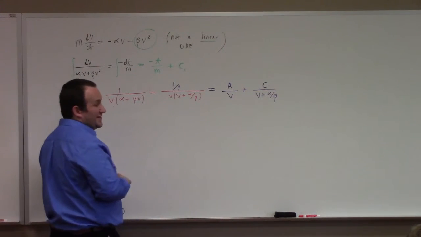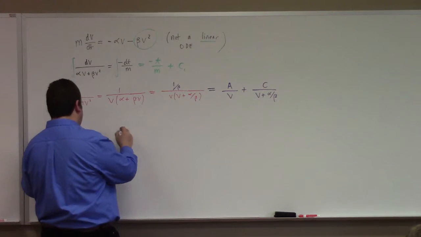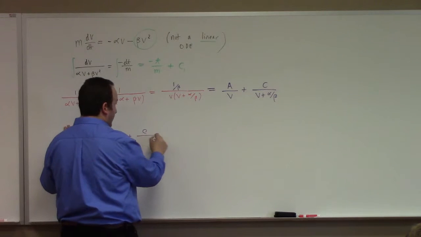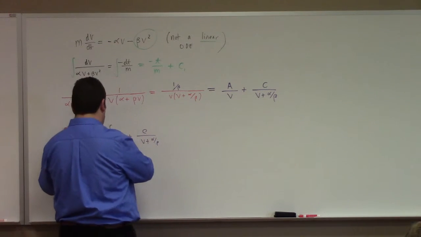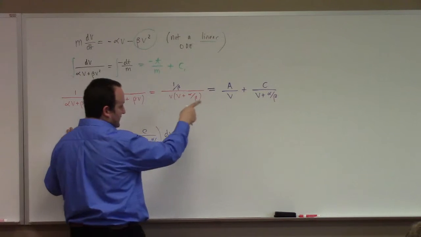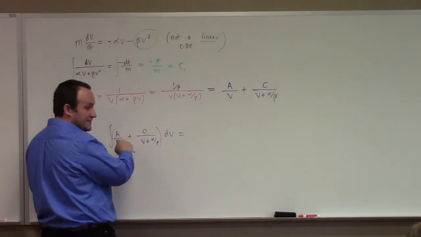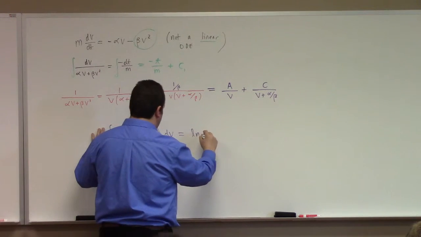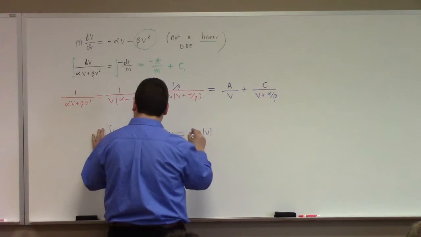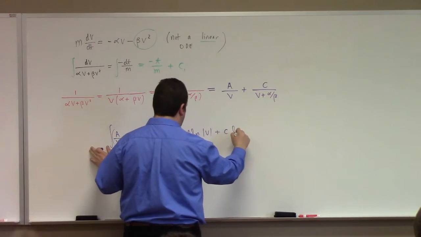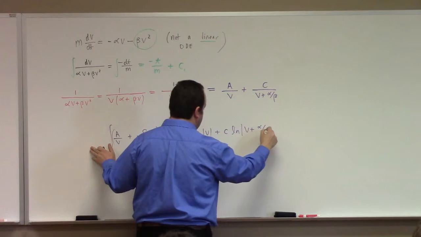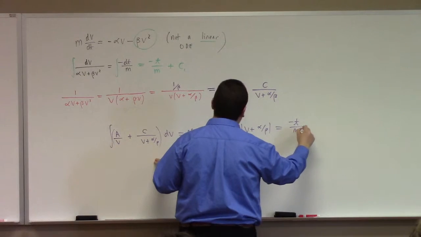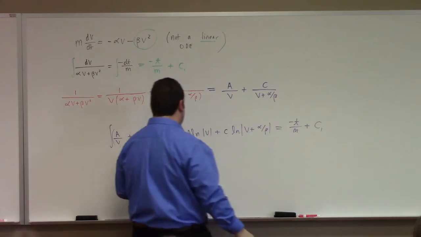All right, so I'll let you guys figure out the A and the C. But eventually you've got what? The integral of A over v plus C over v plus alpha over beta, dv. Again, with algebra you'll be able to figure out specific A and C here. Work it out. And what you get then, of course, is natural log absolute value of v times A, plus C times the natural log of the absolute value of v plus alpha over beta, is equal to what? Minus t over m plus this constant of integration, c1.